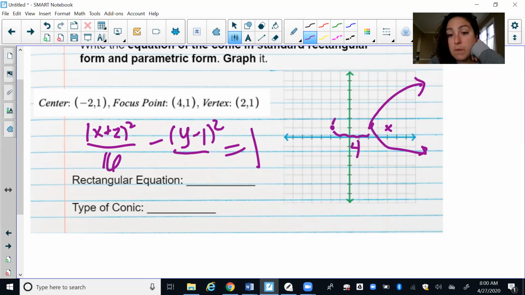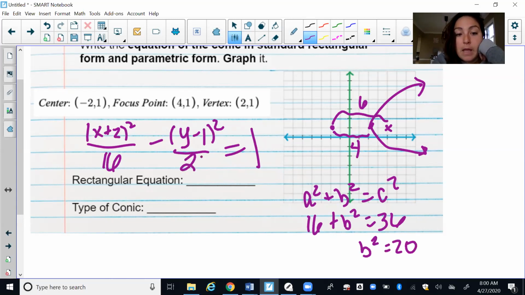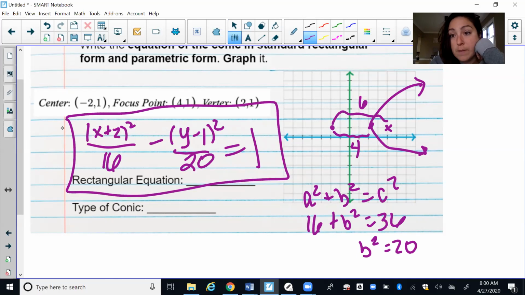So the distance between my center and my focus is 1, 2, 3, 4, 5, 6. So using that a squared plus b squared equals c squared formula, we can find b squared. So 16 plus b squared equals 36. So b squared is equal to 20. And so we have that as our rectangular equation.